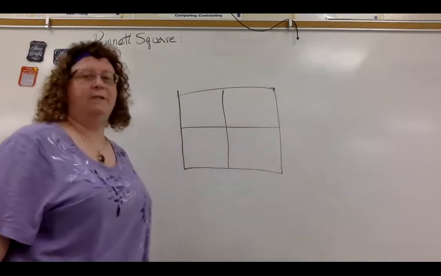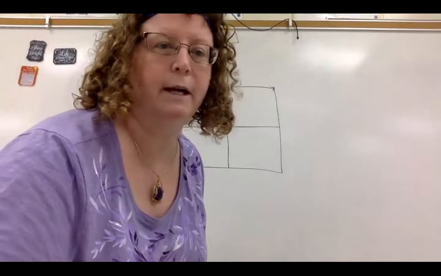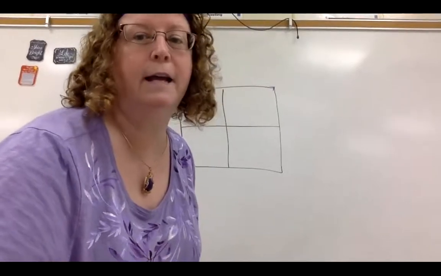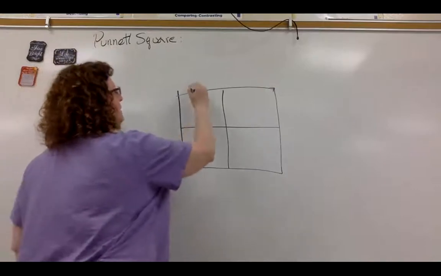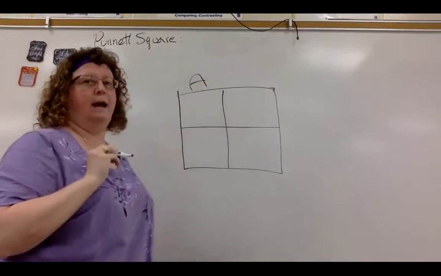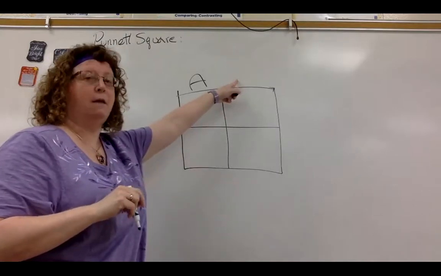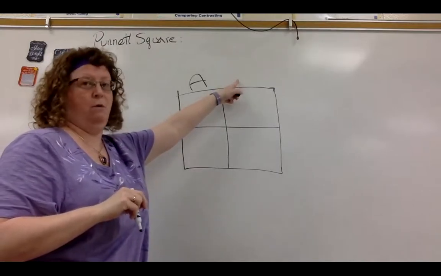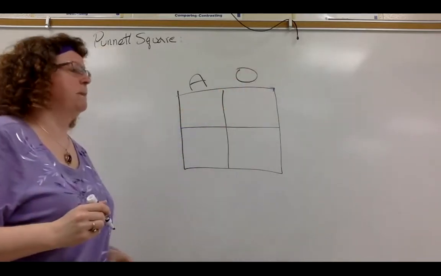So Seth is heterozygote A. Let me make sure I got this right. Heterozygote A blood. Hetero means different. So his first allele is an A, but he's hetero. So is this second allele going to be another A, or is it going to be an O? It's going to be an O.